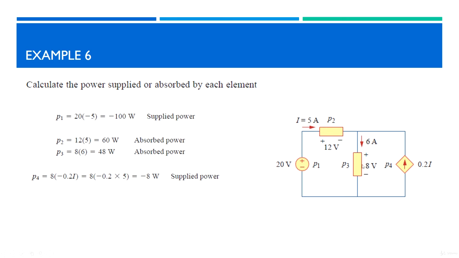Now let's see the element number 3. So element number 3, current entering through the positive. So we assume it is an absorbing power. So the power of P3 is the voltage multiplied by current, which is 48 watt.